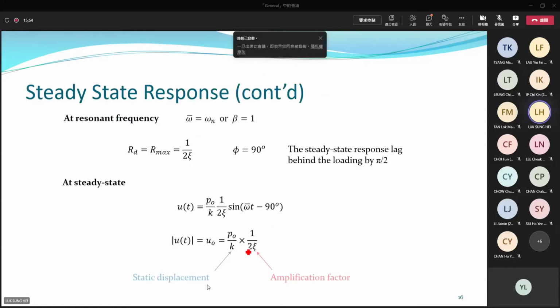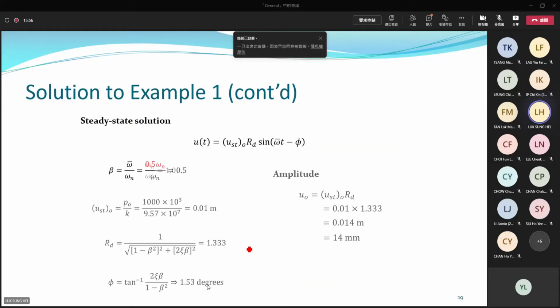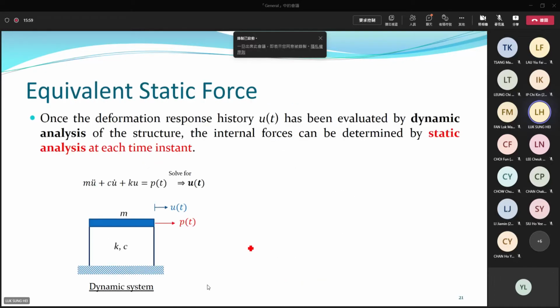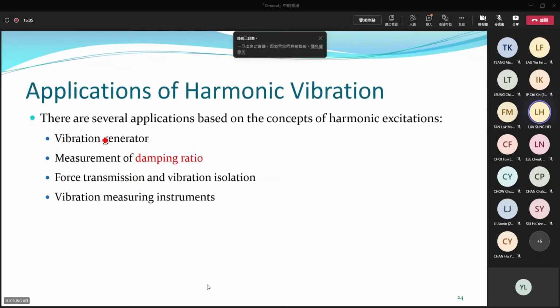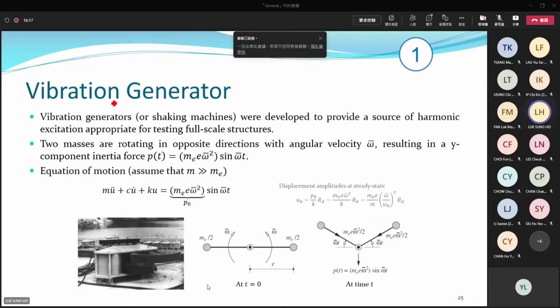And then we complete this part. Last time we talked about a few applications. We discussed the first two. We discussed how to generate the harmonic loading using a vibration generator, and then a little bit about how to measure the damping ratio using harmonic vibration response. The vibration generator, just for information, is how to generate a sinusoidal force.